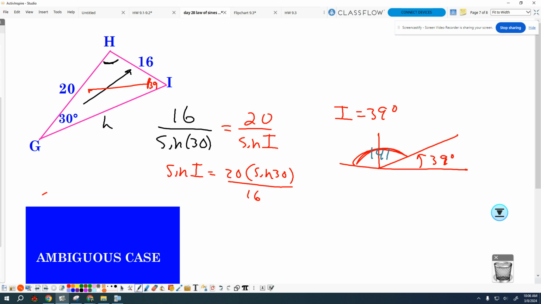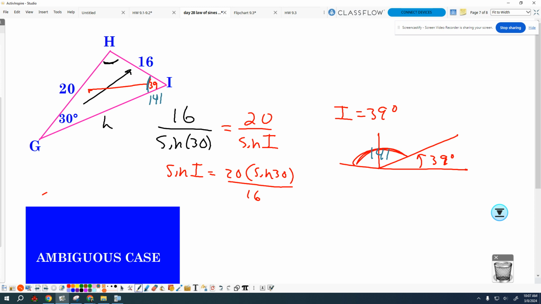Okay, hold on. So let's check. If this was 39, what if I put the bigger angle in there? We have 141 plus 30. Are there enough degrees to fit in angle H? 141 plus 30 is 171. It's 9 degrees, tiny, but it's possible, which means you need to find both triangles.